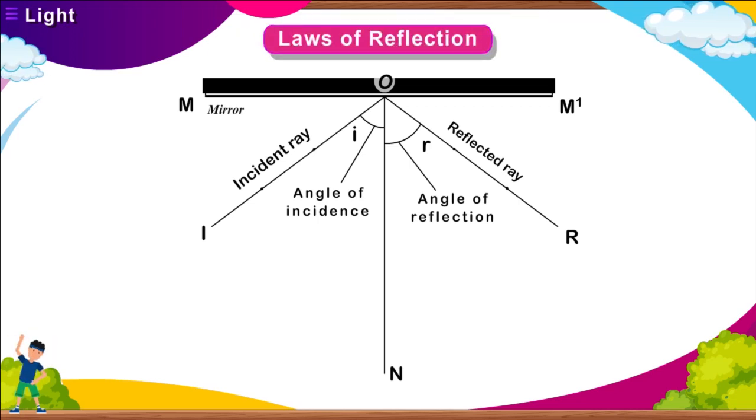Laws of reflection. There are laws which govern the process of reflection. These are called the laws of reflection. There are two laws of reflection. First law of reflection. The incident ray, the reflected ray, and the normal at the point of incidence all lie in the same plane. Thus, angle I is equal to angle R.